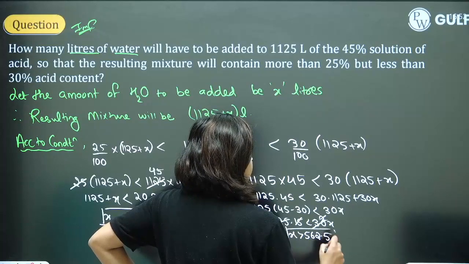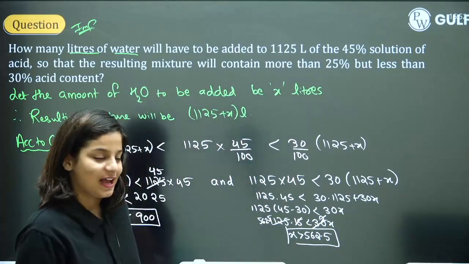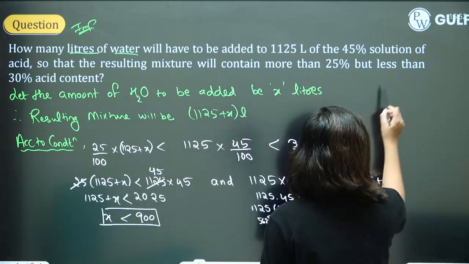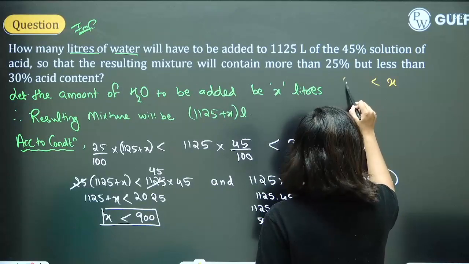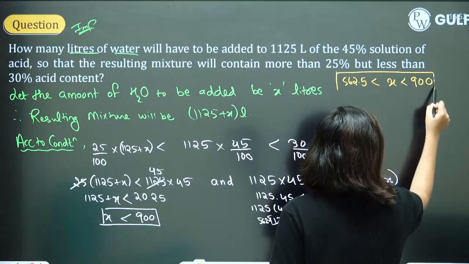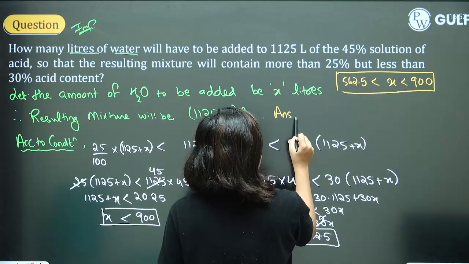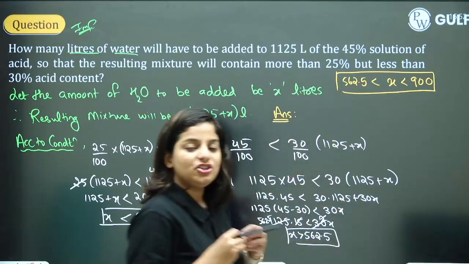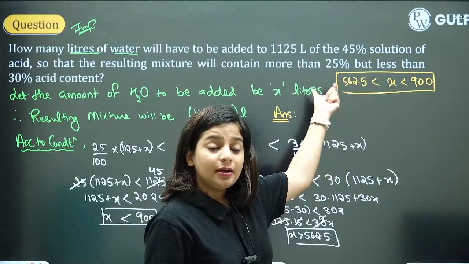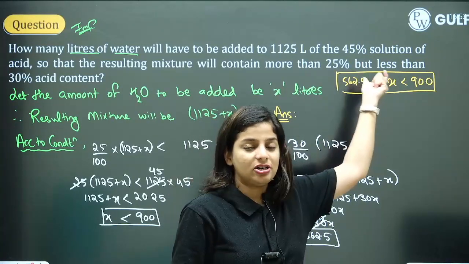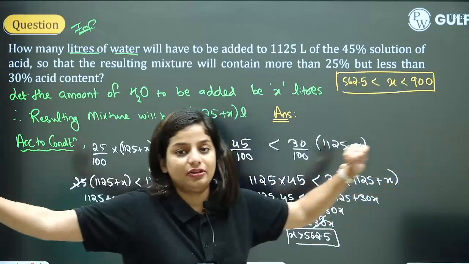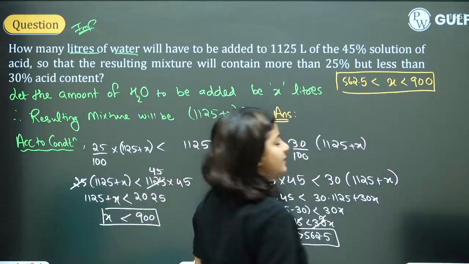Please verify. I am generally very wrong in such scenarios. So I am getting two values of x. X should lie between two values, and that is nothing but your solution. X should be greater than 562.5 liters and less than 900 liters. How much amount of water should be added? Water can be added between 562.5 liters and 900 liters so that the final concentration is between 25 and 30%. Please write down the final statement and finish it.